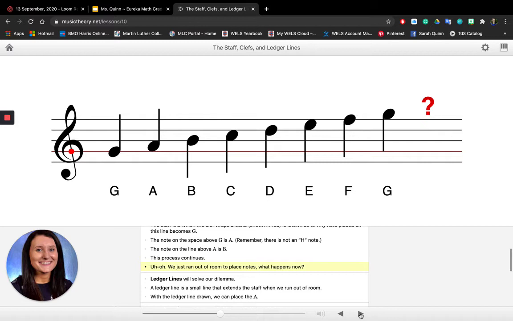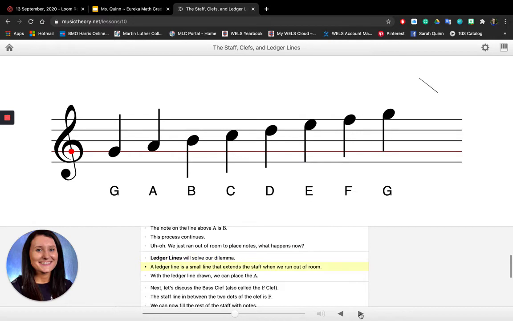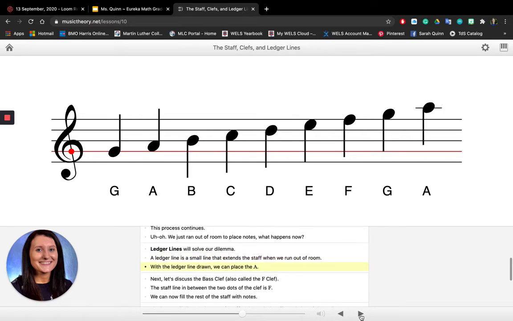Uh-oh. We just ran out of room to place notes. So what happens now? Something called ledger lines will solve our dilemma. That's going to solve our problem. A ledger line is a small line that extends the staff when we run out of room. So we see that right up here. And with that ledger line drawn, we can place the A note on that ledger line.